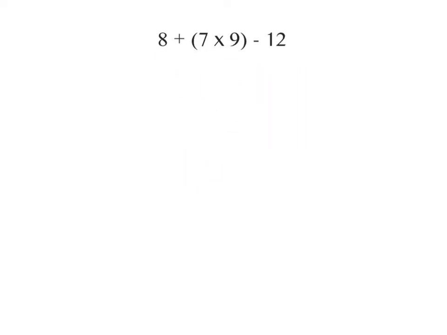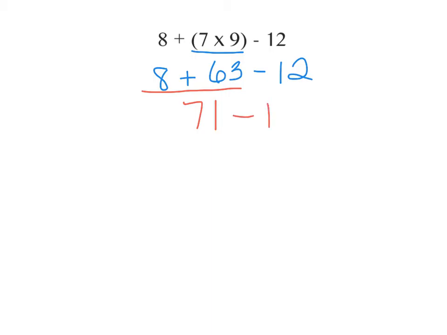This one has parentheses, but no exponents. So I'm going to do my parentheses first. So I'm going to have 8 plus 7 times 9 is 63 minus 12. Now I look and I have addition and subtraction, but my order says that you add or subtract whichever comes first, left to right. So left to right, this comes first. So I'm going to add 63 plus 8, or 8 plus 63, which is 71, minus 12. And then I'm going to subtract.